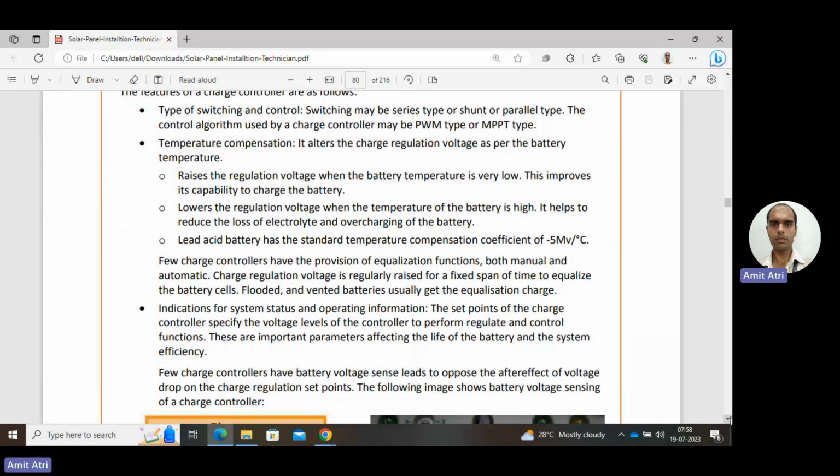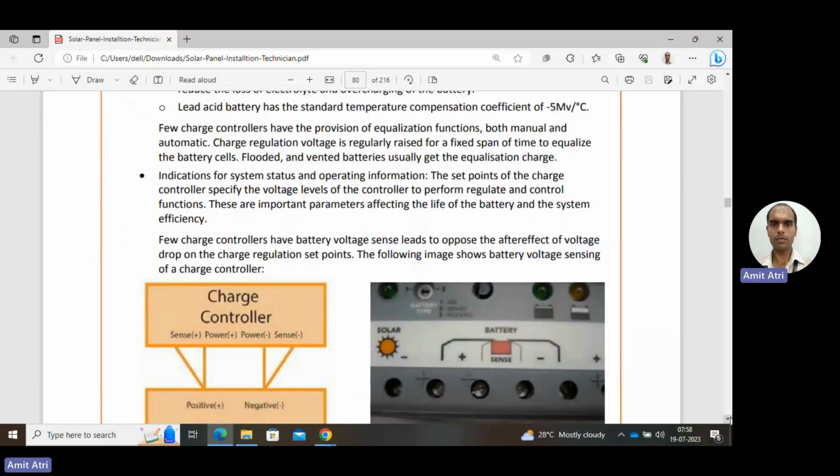Now, a few charge controllers have the provision of an equalization function, both manual as well as automatic. The automatic one is the advanced one, while the manual one is there for our reference.